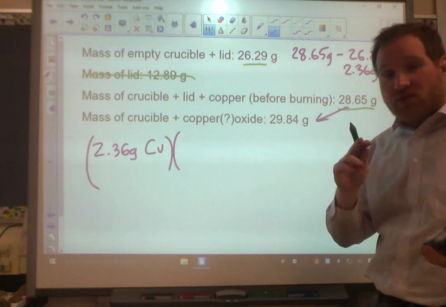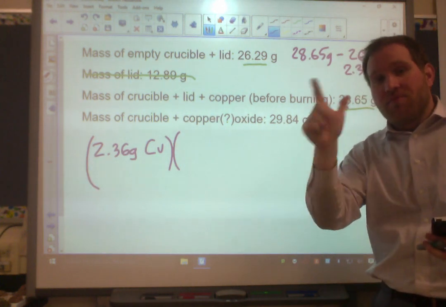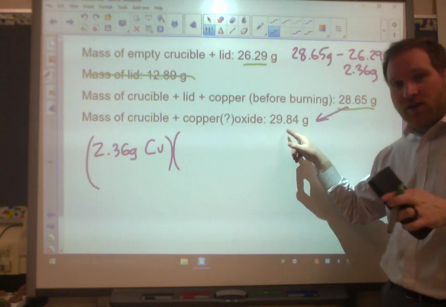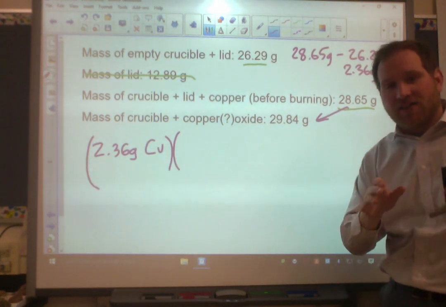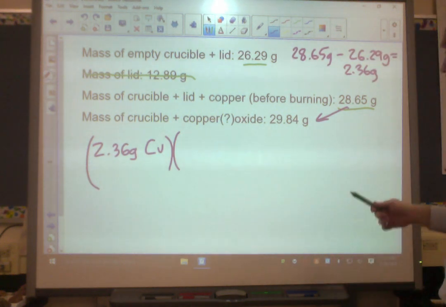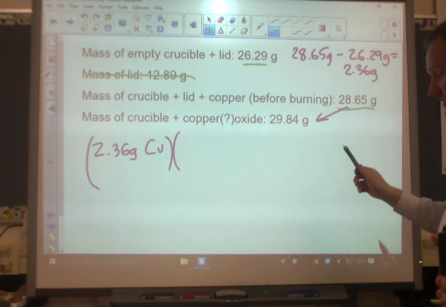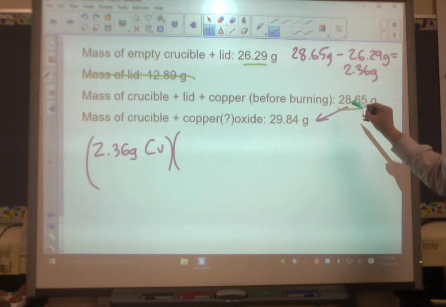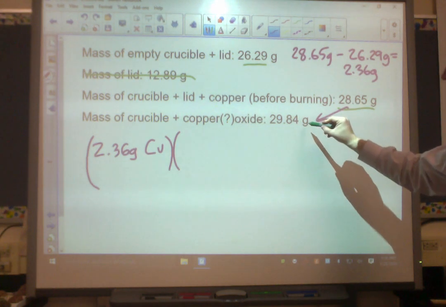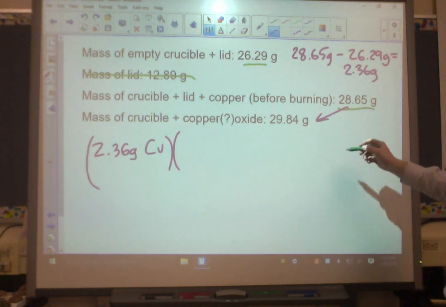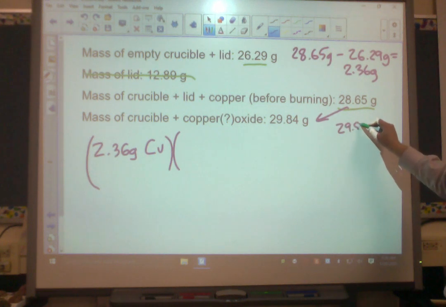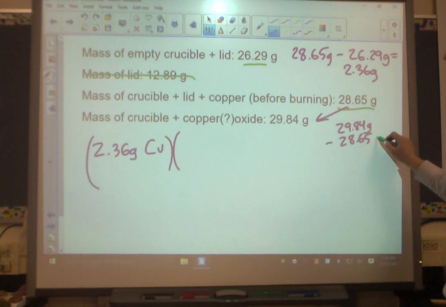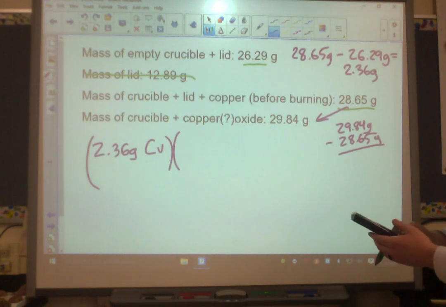So, remember the two things we need. Mass of the metal, mass of oxygen. Not mass of the metal oxide. We need the mass of the oxygen itself. What's the mass of the oxygen itself? Think about it for a second. Well, it's the added mass. It's whatever mass was added to it. So we're going to say 29.84 grams minus 28.65 grams. That's the added mass, which is our oxygen.